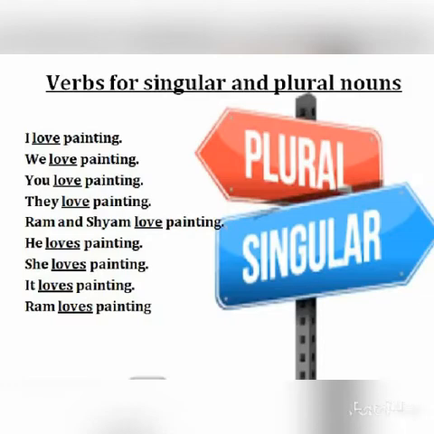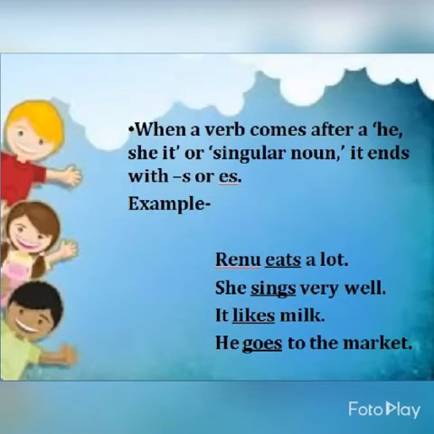So what has changed? What is the reason behind this change? When a verb comes after he, she, it or a singular noun, it ends with s or es. That's why Renu eats a lot. We will not say Renu eat a lot. The correct sentence is Renu eats a lot. Because Renu is singular, she sings very well. Sings. It likes milk. Likes. He goes to the market.